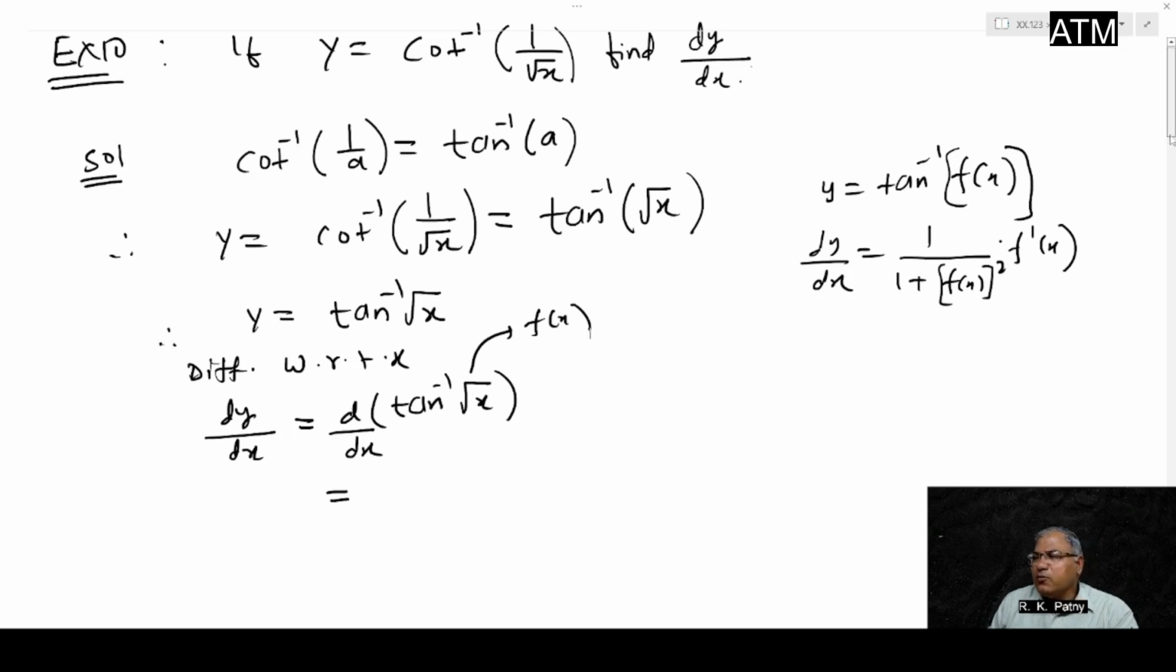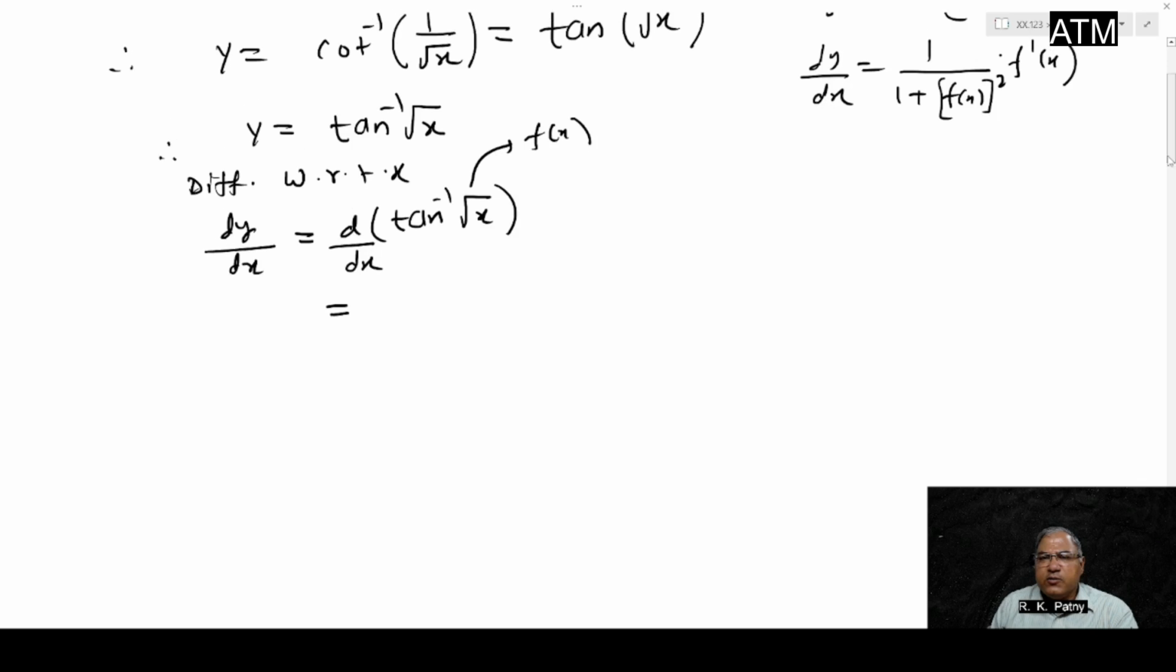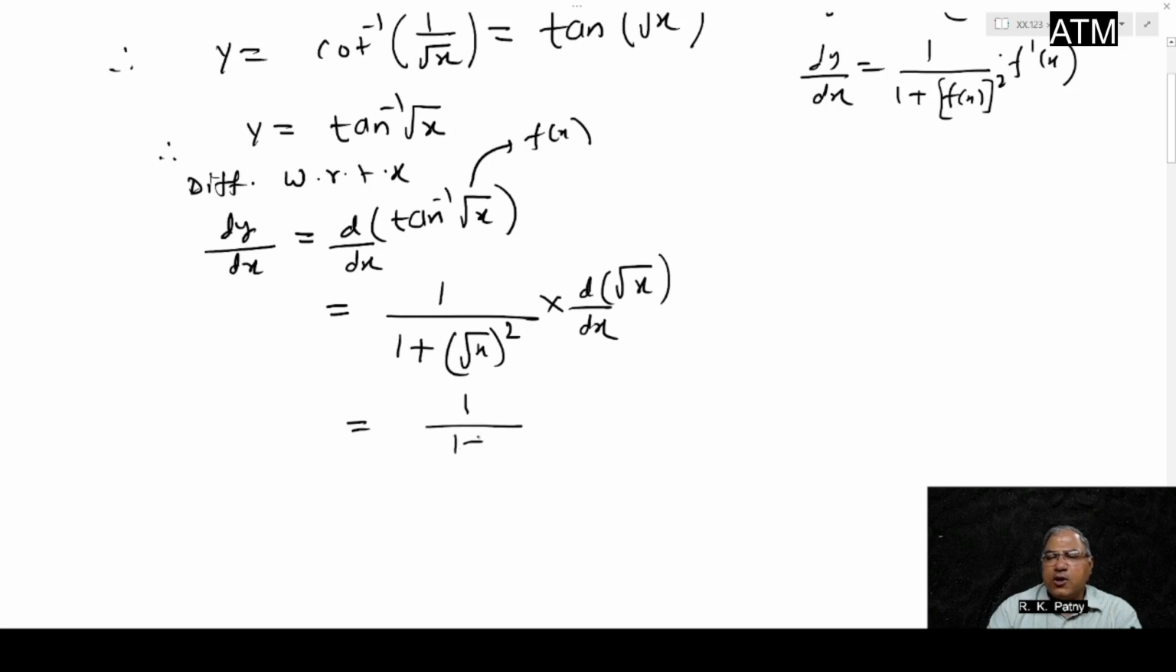The derivative of this is 1 upon (1 plus f of x whole square), that is root x whole square, into the derivative of root x with respect to x. So that equals 1 upon (1 plus x), and the derivative of root x is nothing but 1 upon 2 root x. Therefore dy by dx equals 1 upon 2 root x into 1 upon (1 plus x). This is the required solution.